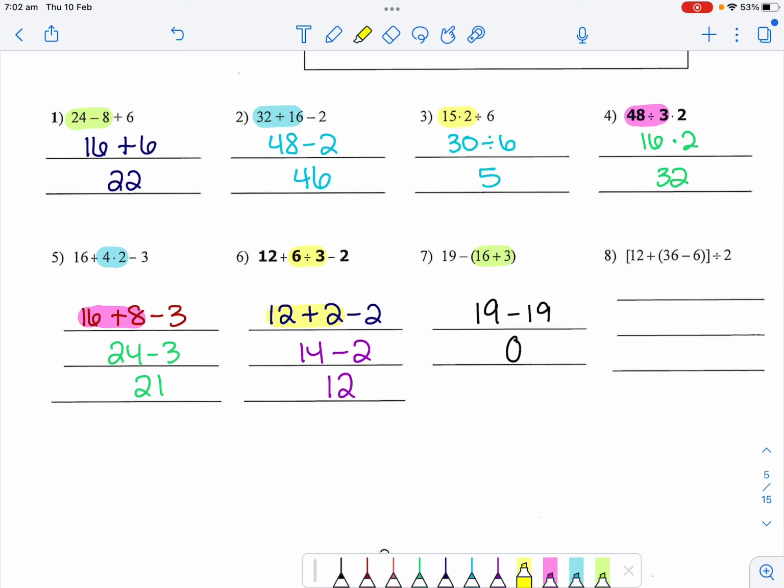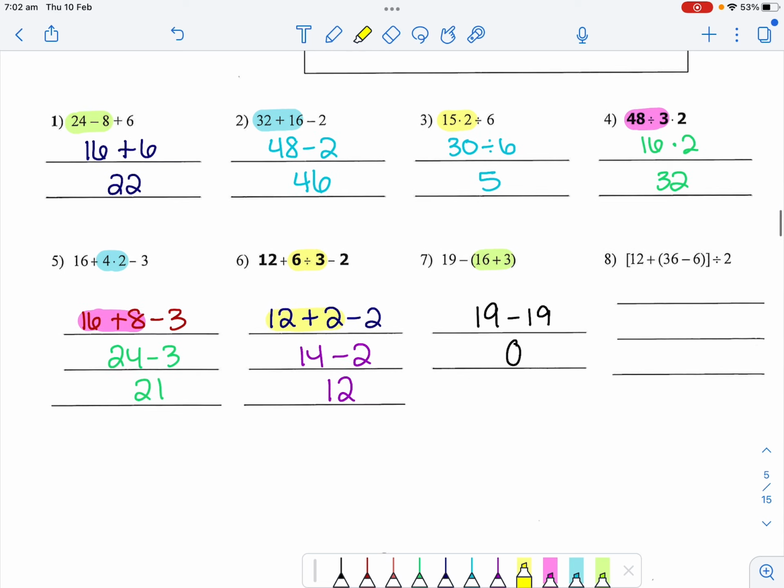On number 8, there's 2 sets of grouping symbols, so you're actually going to start all the way on the inside with 36 minus 6. So I'm going to keep the bracket. 12 plus 30 divided by 2. And because I have this bracket still, I have to do this first. So 42 divided by 2 is 21. Okay, grouping symbols, regardless of operation that is inside them, are the most important. They're the thing that you're supposed to do first. So even if that makes your addition come first, that's what you're supposed to do.